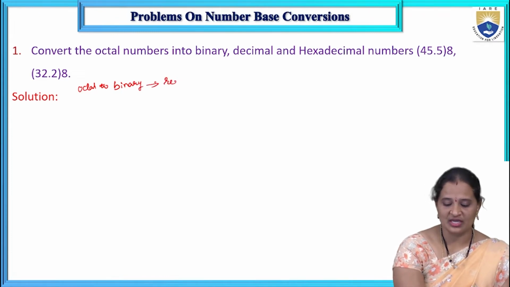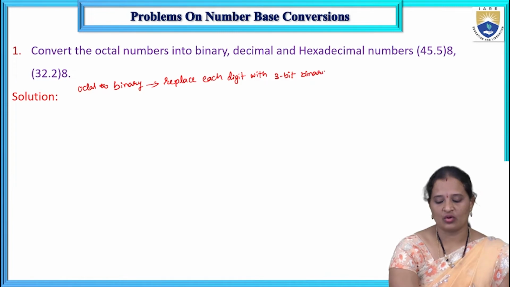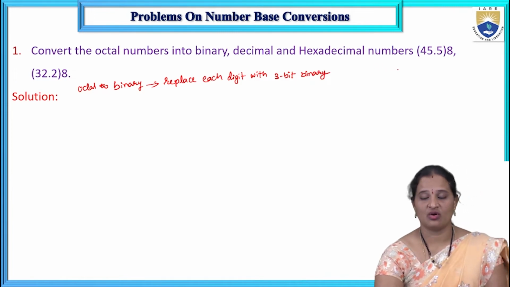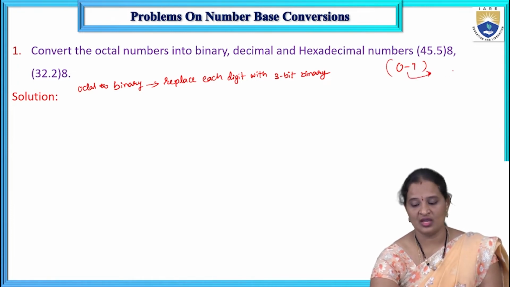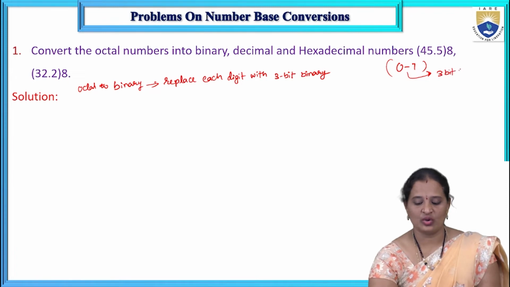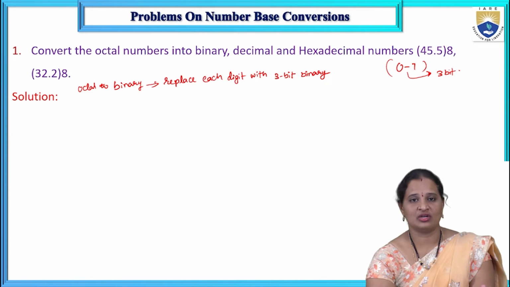Replace each octal digit with its 3-bit binary equivalent. As we all know, the octal number system consists of 8 symbols, ranging from 0 to 7. In order to represent them in binary, we require 3 bits. So in order to convert an octal number into binary, replace each octal digit by its 3-bit binary equivalent.